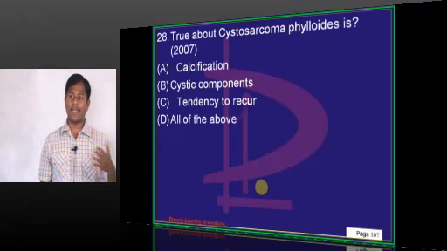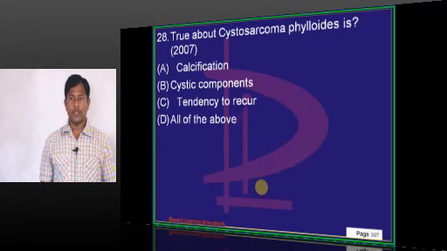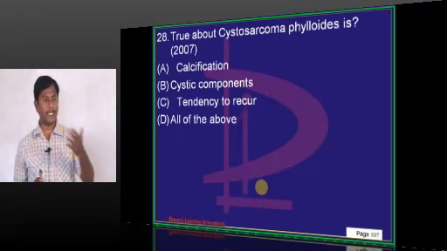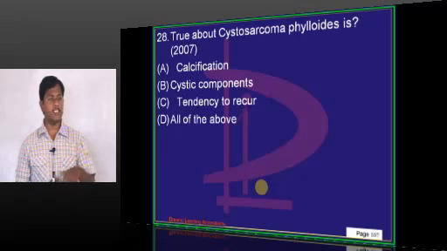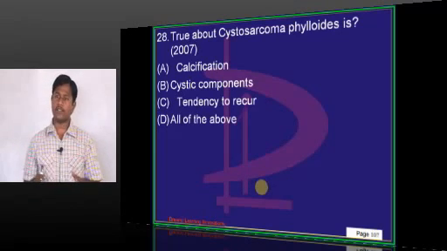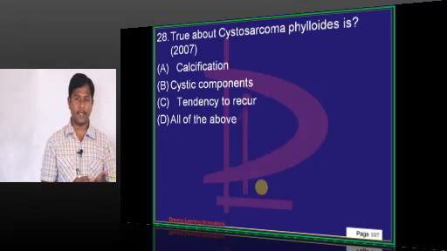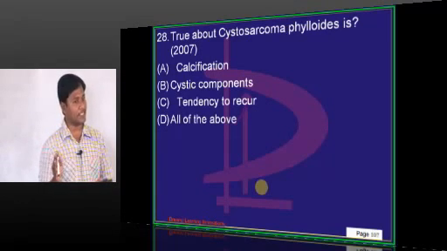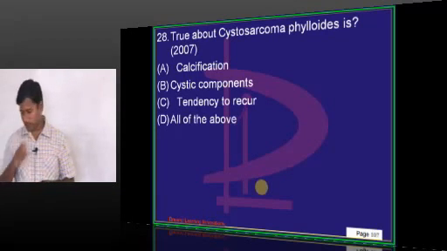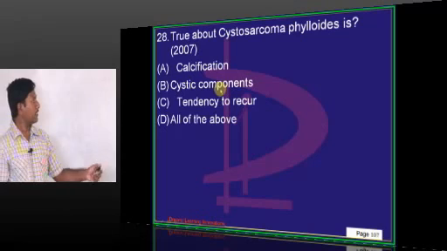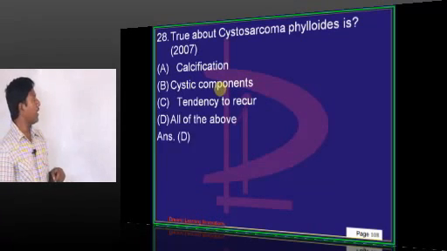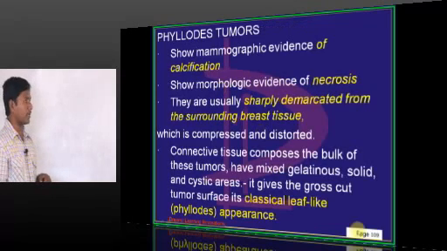In a case of malignant cystosarcoma also, you don't remove lymph nodes because it spreads through blood. So when it is spreading through blood, there is no point of removing the lymphatics. So always, whether it is benign or malignant, the treatment of choice is simple mastectomy. Okay, simple mastectomy is the treatment of choice. And here, calcifications do occur, cystic components are present, and it has got a high tendency to recur.